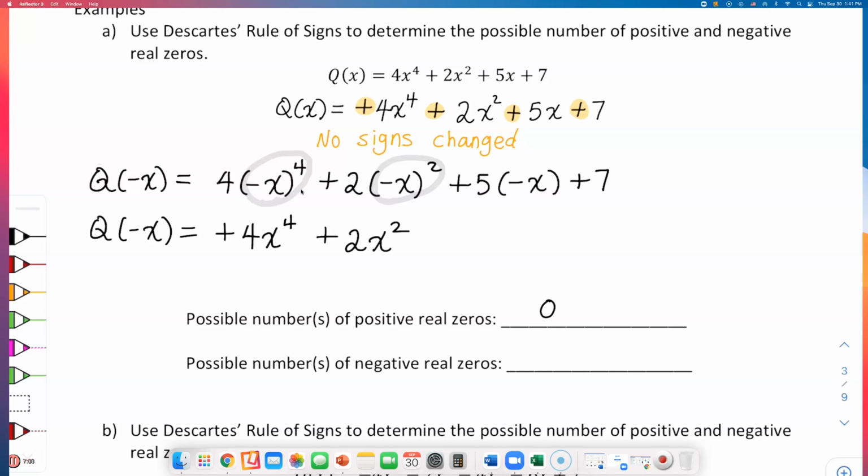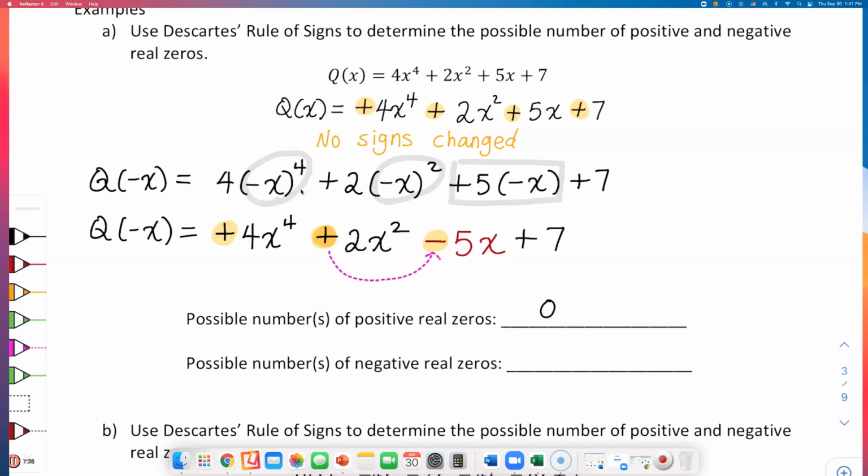But look at these two. If I multiply 5 times negative x, you agree that is minus 5x, right? And I just need to bring down that plus 7. All right, let us find the number of sign changes now. Positive to positive, no change. But, ooh, positive to negative, we found the sign change. There is one sign change here.